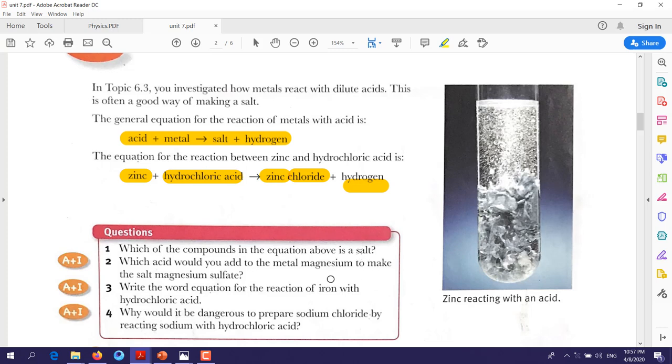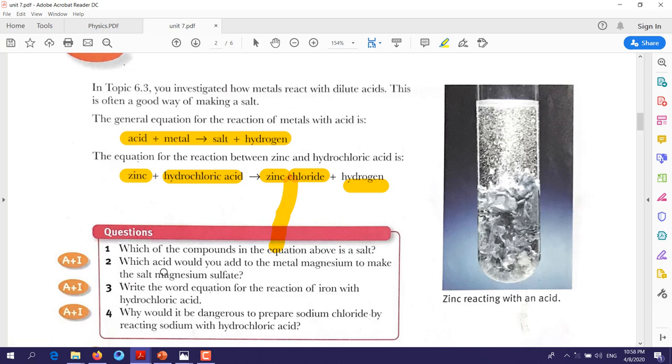Okay, now questions. Which of the compounds in the equation above here is a salt? What do you think? Which one of these is an example of salt? Zinc? No. Zinc is just a metal. Hydrochloric acid? No. It's an acid. Hydrogen? No. Hydrogen is a gas. So what's left? Zinc chloride. So the answer for question number one is zinc chloride.